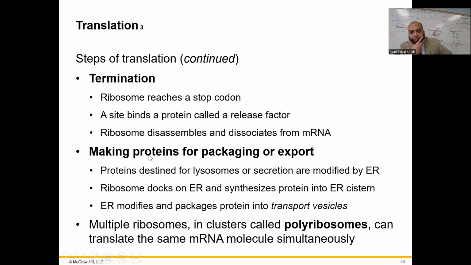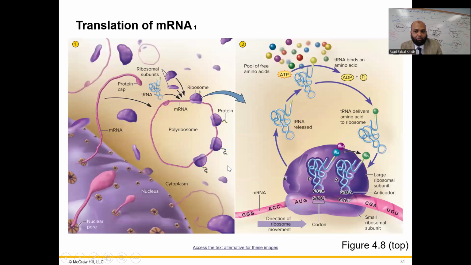So, making proteins for packaging or export, we talked about that. If we want to make proteins for exporting, then proteins destined for the lysosome or secretions are modified by the endoplasmic reticulum. So the ribosome docks inside the endoplasmic reticulum and synthesizes protein into the endoplasmic reticulum cisterna. And the endoplasmic reticulum modifies and packages the protein into transport vesicles. There are multiple ribosomes in clusters called polyribosomes, and they can translate the same mRNA molecule simultaneously.